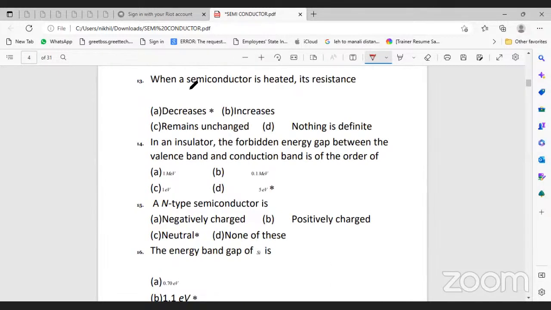When a semiconductor is heated, what happens to the resistance? Decreases, no? As I said, resistance of a semiconductor is inversely proportional to temperature. As temperature increases, the resistance of the semiconductor decreases.